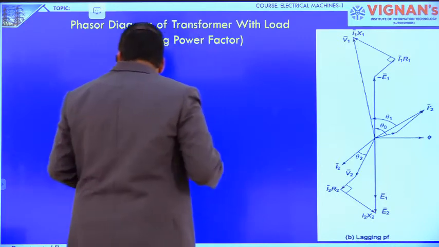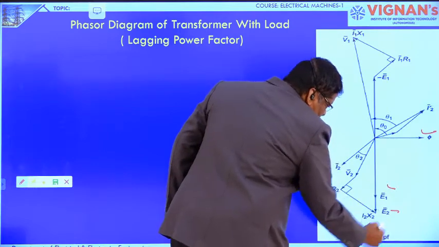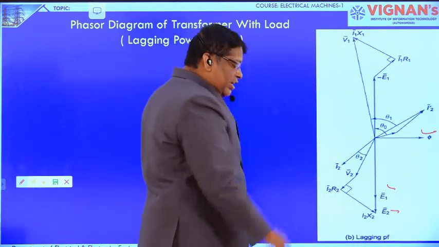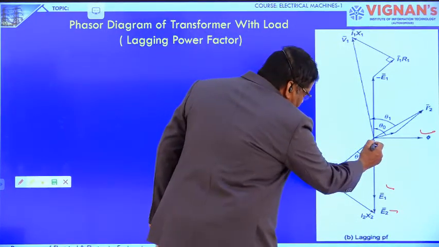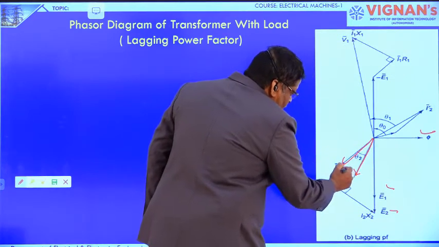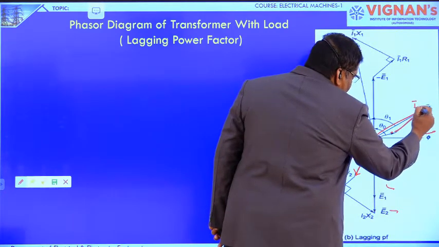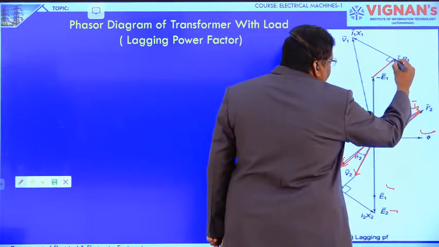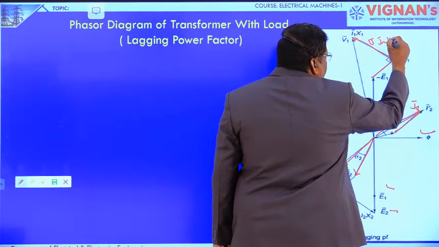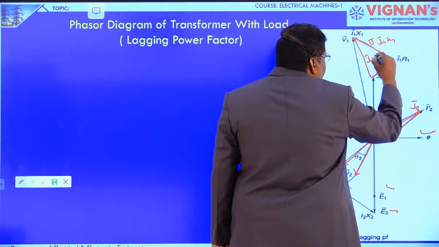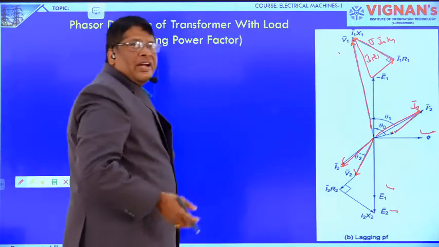See here, we have drawn the same flux. After the flux, E1 and E2, depending on the magnitude of N1 and N2, here we have taken N2 greater than N1. This is V2, this is I2. After I2, you have to draw I2 dash. This is I1. Once you know I1, then you have to draw I1R1. This is jI1X1. This is the I1Z1. This is V1. Again, if we write the equation, we are getting the same.